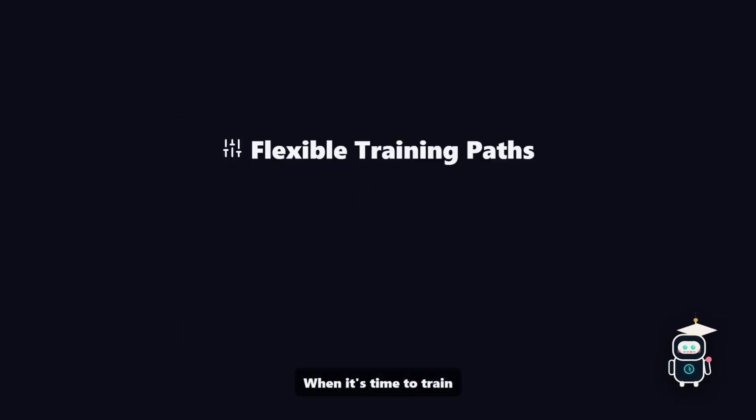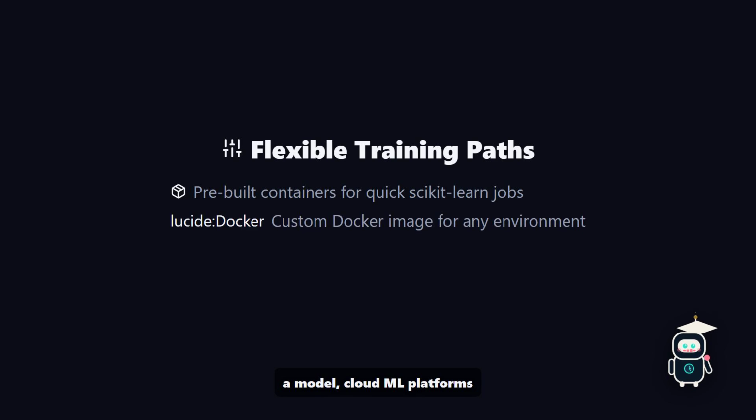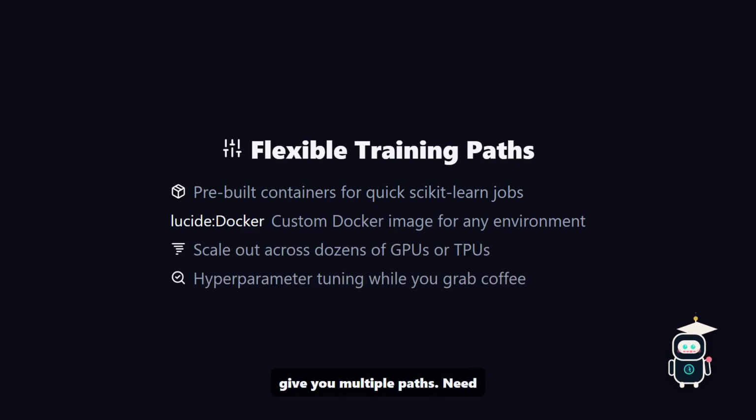When it's time to train a model, cloud ML platforms give you multiple paths. Need a quick scikit-learn model? Use a pre-built container. Got a custom environment? Bring your own Docker image. Want to slash training time? Scale out across dozens of GPUs or even TPUs with a single configuration change. And if you dread manual tuning, turn on hyperparameter tuning. The platform runs a search while you grab coffee. Pick the path that fits your model and your deadline.